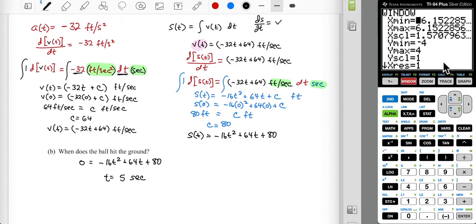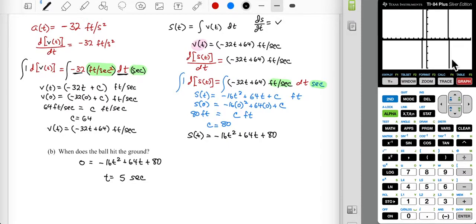Alright, so let's see. Oh yeah, my x scale is based on a trig problem I was working on at some point. So I'll go negative 10 to 10, go by ones. Yeah, a little clearer.